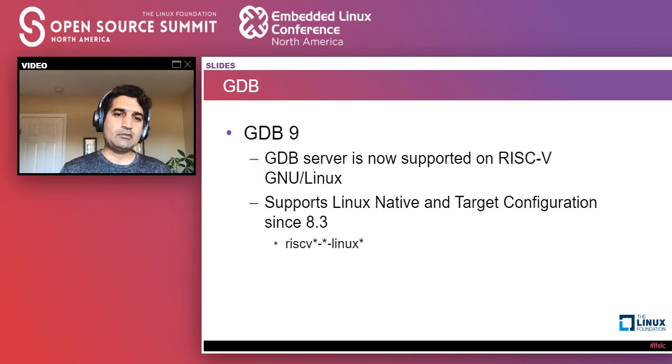GDB now supports the GDB server for RISC-V for Linux, which means you can now remotely debug your applications on RISC-V targets. And it has added support for the native target for Linux as well since 8.3. But the GDB server is relatively new in GDB 9. Of course, the bare metal embedded support has been in GDB for quite some time now. That is already there, but this is a good point now that we can do application development and debugging using GDB.